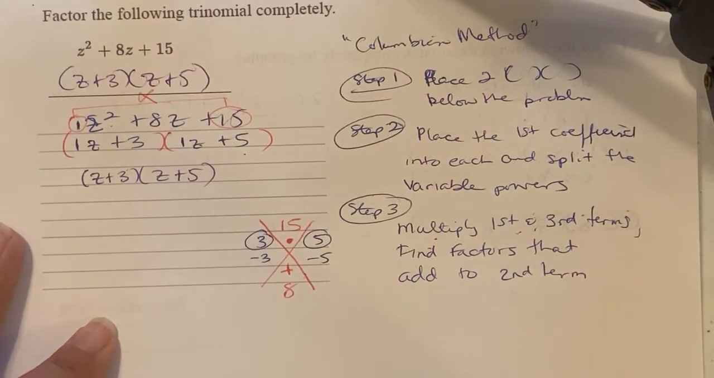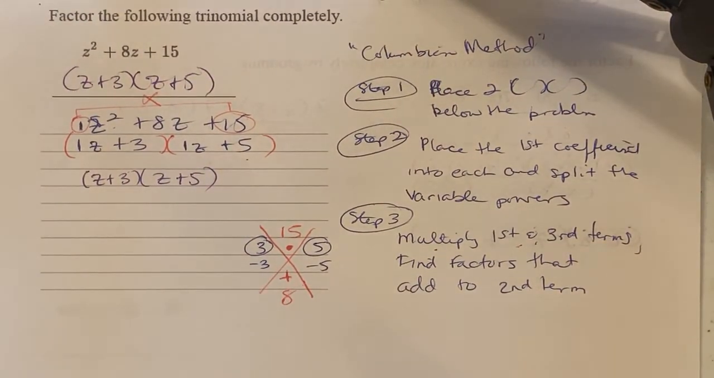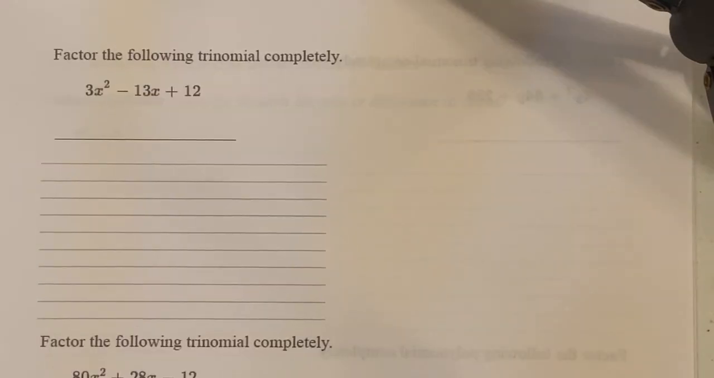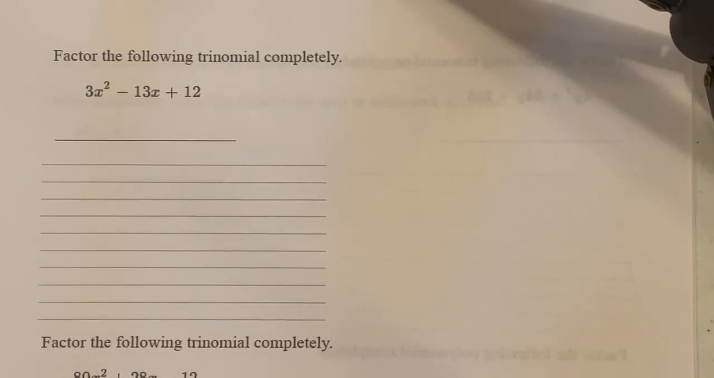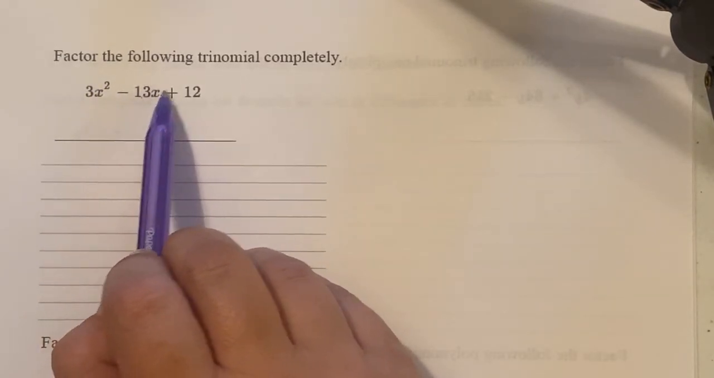On the next example, I changed it where the leading coefficient is not a 1, where this is going to make a little bit more sense. So just give me a second. Okay, on this one, the leading coefficient is a 3. So we have 3x squared minus 13x plus 12.